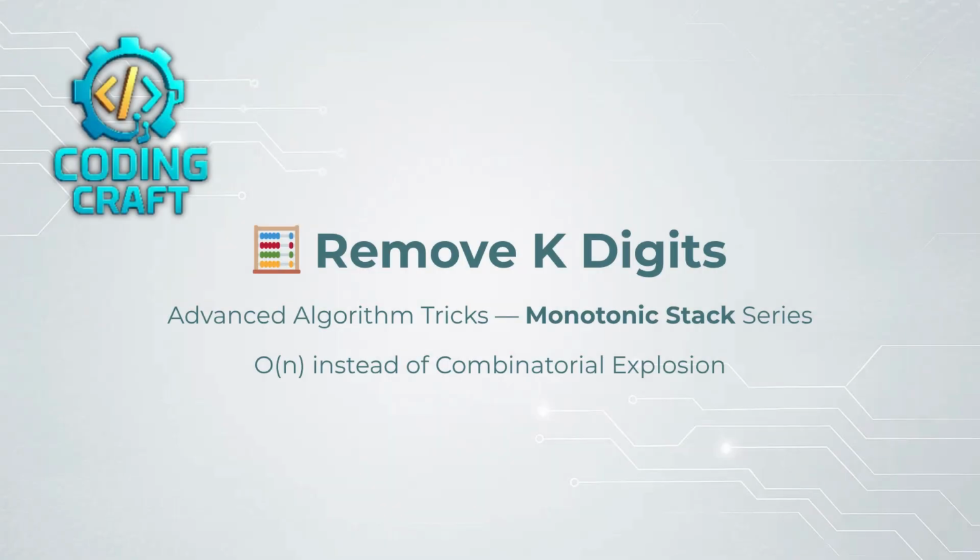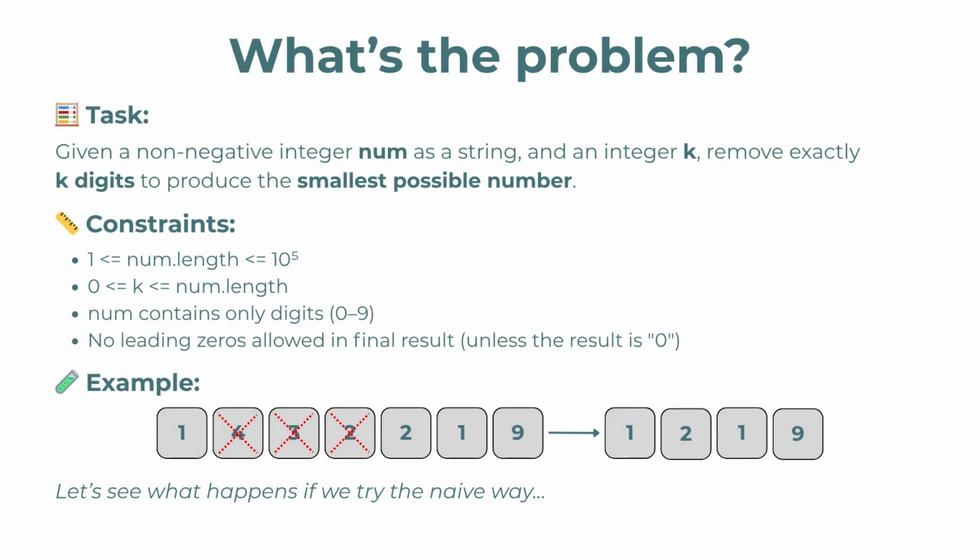Welcome back to CodingCraft. Today, we tackle a deceptively tricky problem: how to remove k digits from a number and still make it as small as possible. At first glance, it feels like greedy chaos, but with a monotonic stack, we'll turn it into a clean, linear time solution. Here's the challenge.